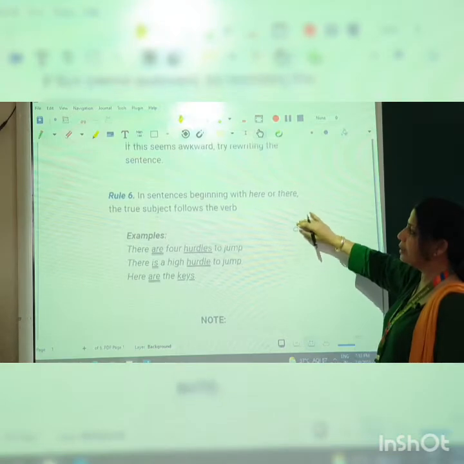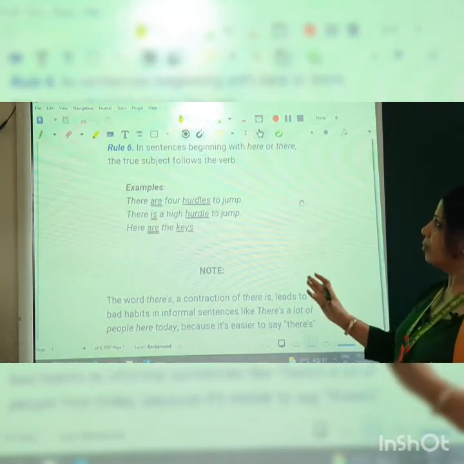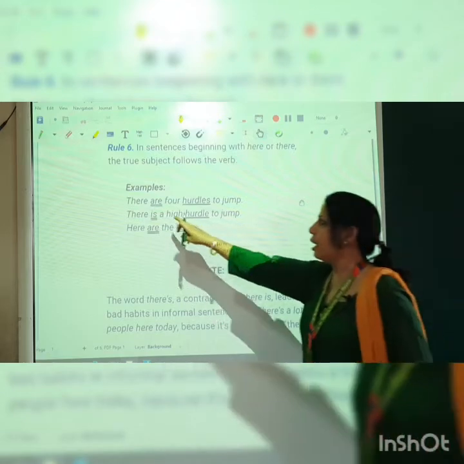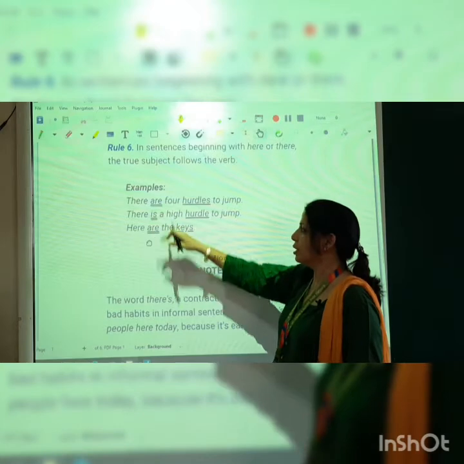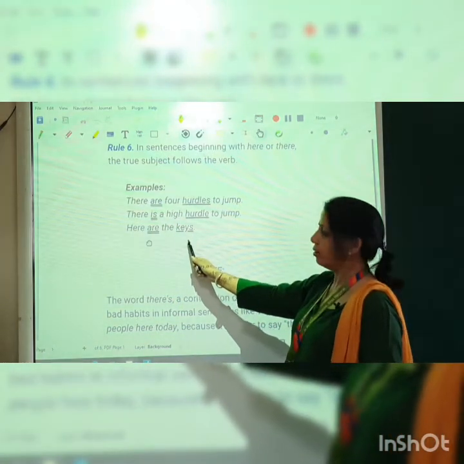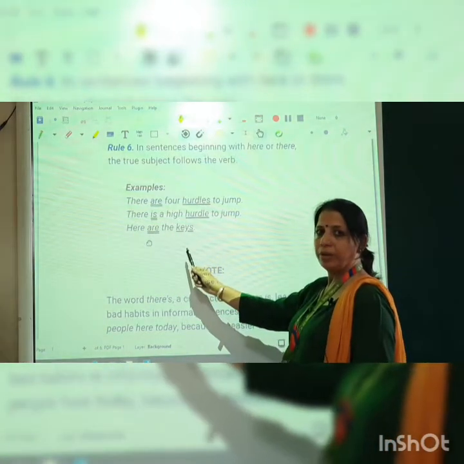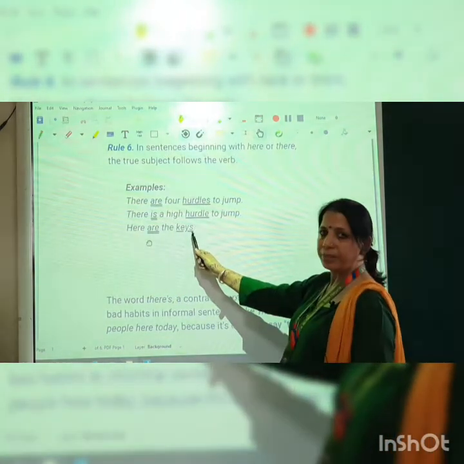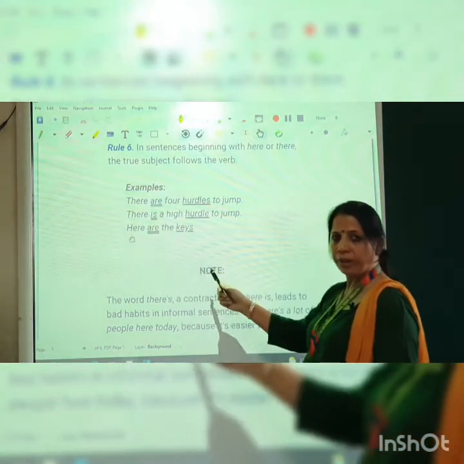Now in the sentences beginning with here or there, the true subject follows the verb. There are. Sentences beginning with there or here, so here are the keys. Though the subject is here, key, the verb is before the subject. The subject is following the verb. Okay, so depends upon the subject here. Don't think that the subject is here only. It can be even following the verb.